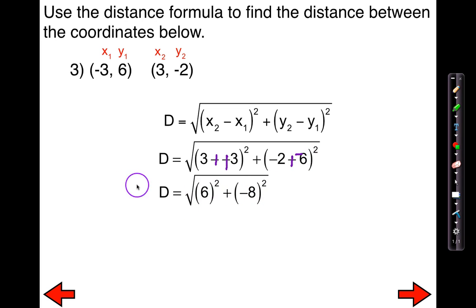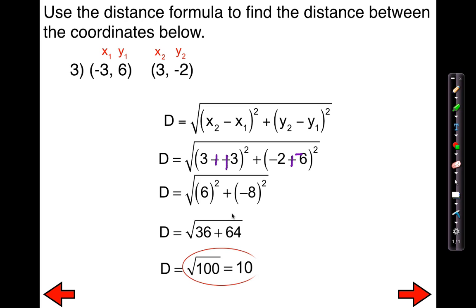So now I'm going to simplify this one step further. 6 squared is 36, negative 8 squared is 64. Add those two numbers together, you end up with d equals the square root of 100. So therefore, the distance is 10 units.